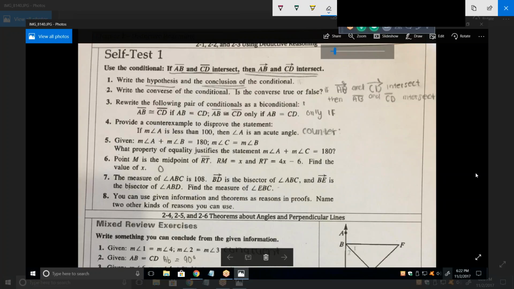So in this case, if I have two line segments that intersect, that's your hypothesis, then the ray AB would have to intersect with the ray CD. Okay, and now if I look at the converse, if the two rays intersect, then the two line segments have to intersect.